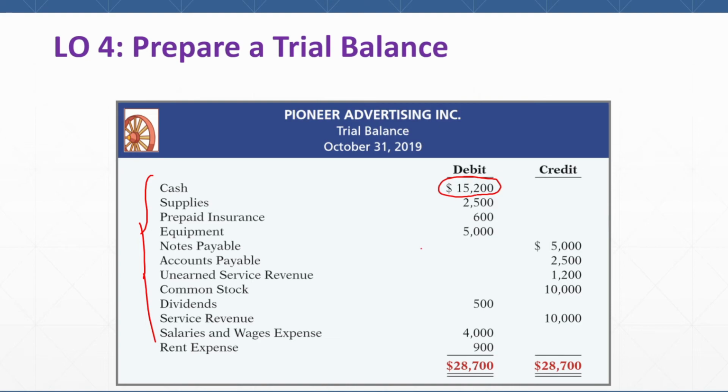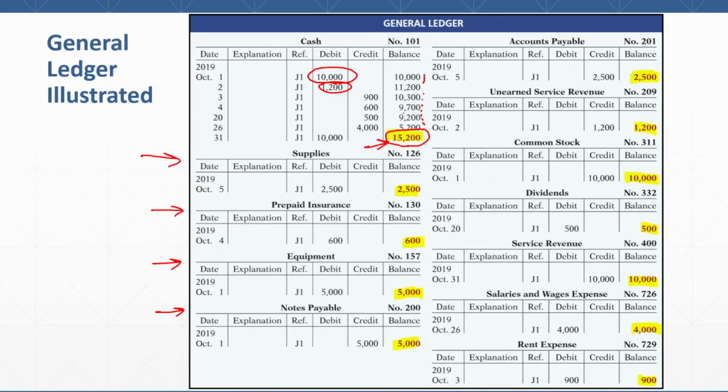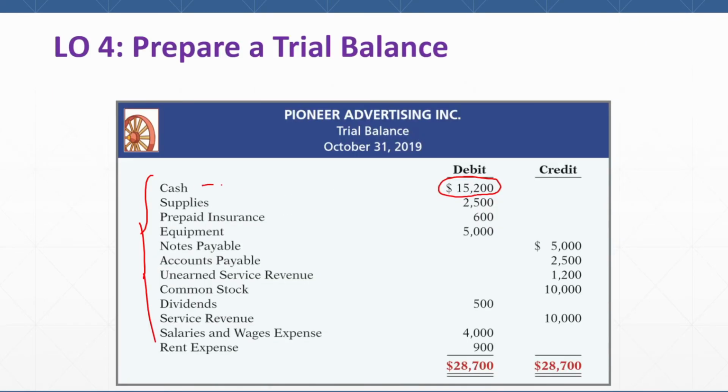So previously we saw that our cash was increased, decreased, increased again at the end of the month. So the balance from 10,000 was increased and decreased, but the ending balance was 15,200. So we take that number and we put it in front of the cash account in our trial balance. We do the same for other accounts as well. Of course, the side is the same as the normal balance. So assets have a normal balance of debit, liabilities have a normal balance of credit. So the balance should be reported on the correct side.